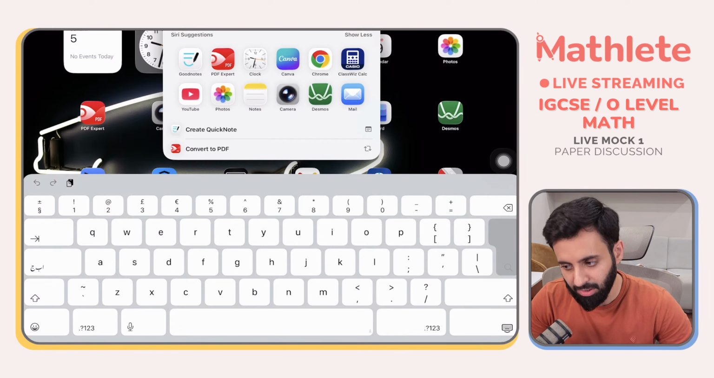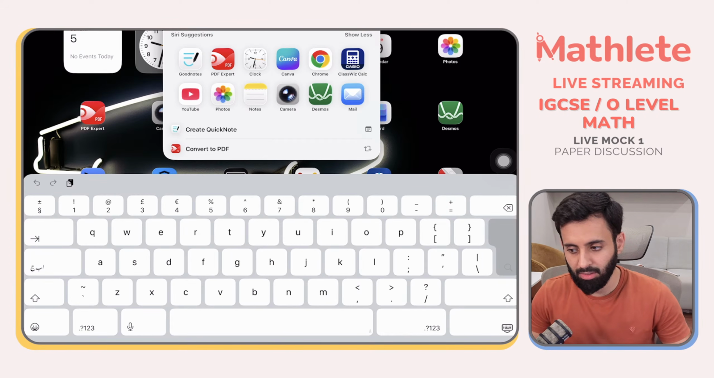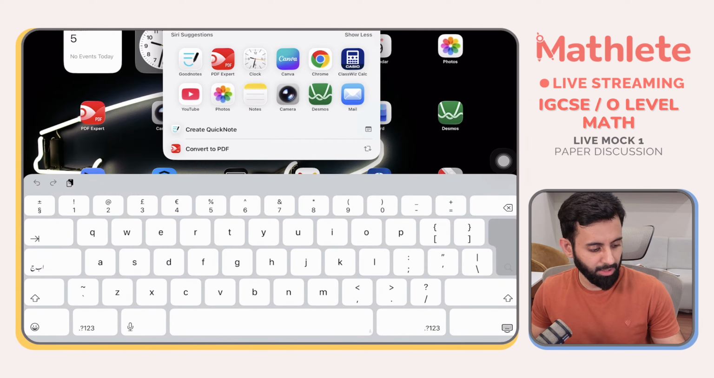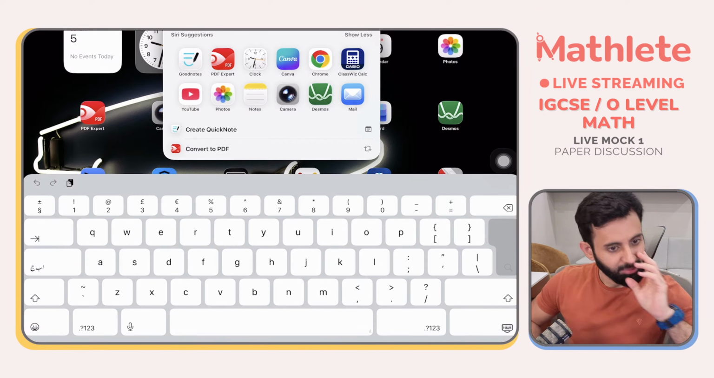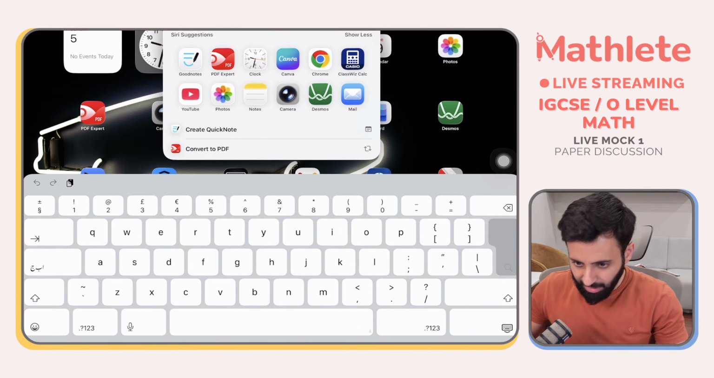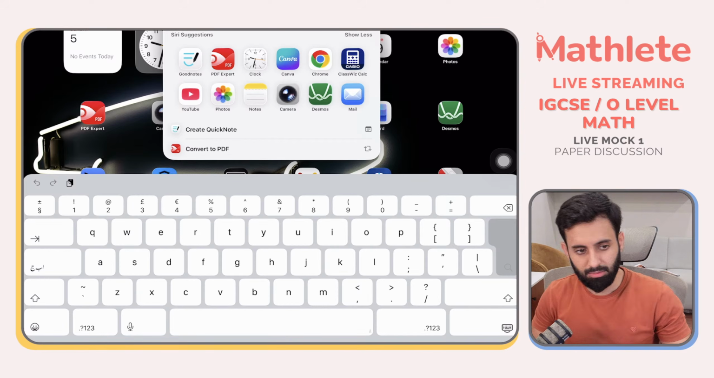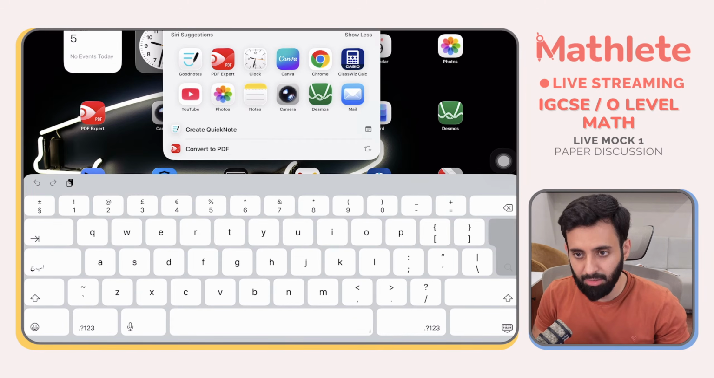Acha, dekho, whatever marks you've gotten, it's okay. There's plenty of, not plenty of time, but there is time. Okay. So please don't ask me to motivate you. Don't ask me to give you tips. The best tip is just get to work. Use the time that you have left and just get to work.